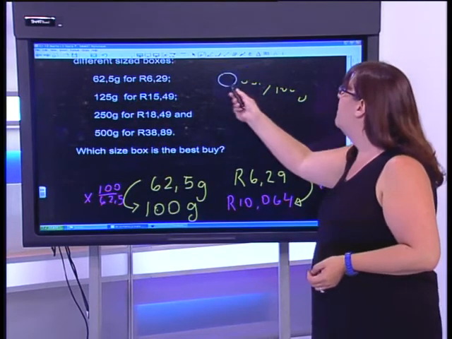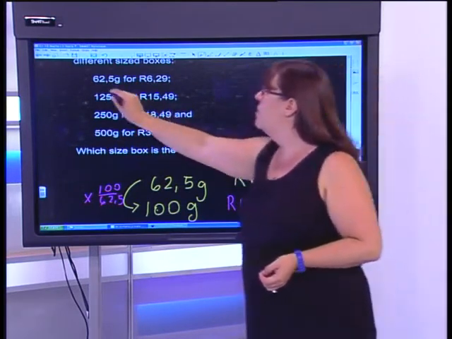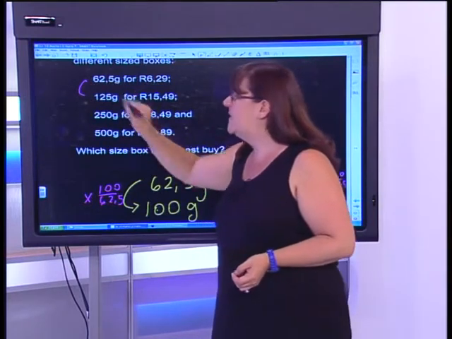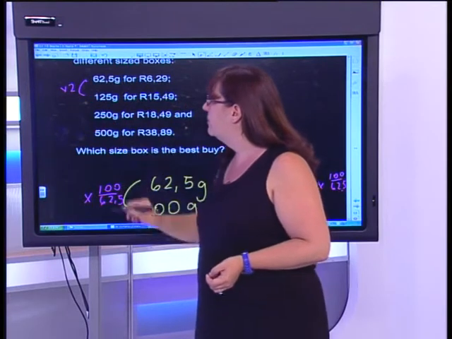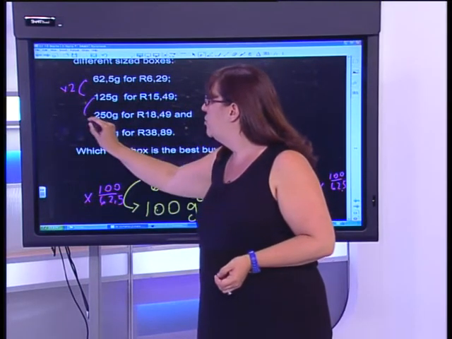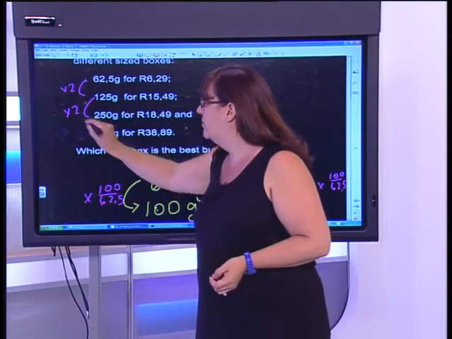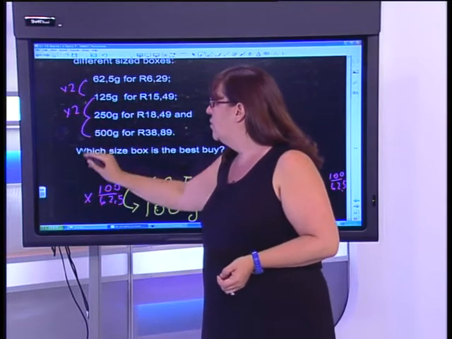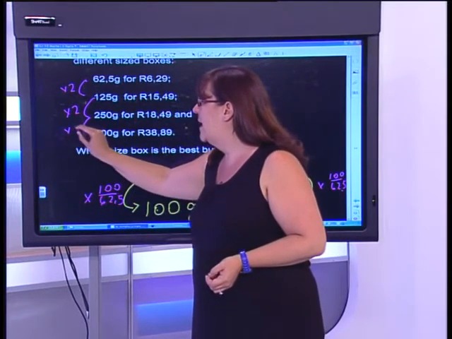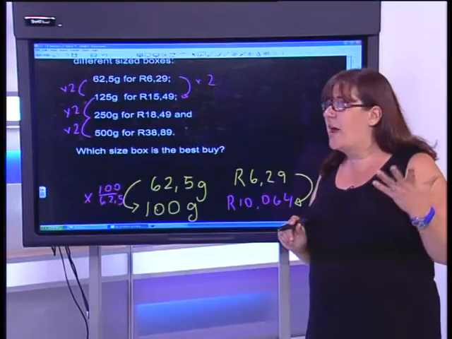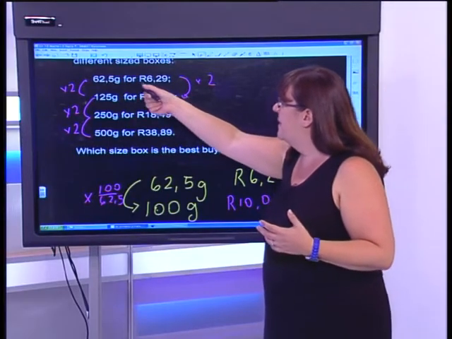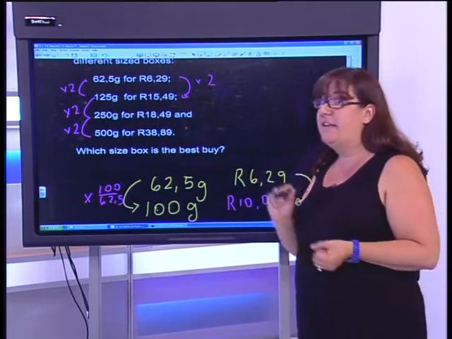But if I look carefully at these numbers, from 62.5 to 125, I'm basically timesing by 2. From 125 to 250, I'm timesing by 2. From 250 to 500, I'm timesing by 2. So if I look at these numbers and times this by 2, what happens? Let's try that, because the box is doubling. Let me see if the price is doubling.